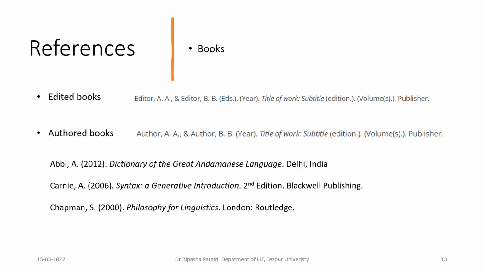Chapman's 2000 book, Philosophy of Linguistics, published from London by Routledge. In this case, you can see all the information is correctly represented in the third one. In the first one, the publisher's name is not mentioned. In the second one, the place of publication is not included.